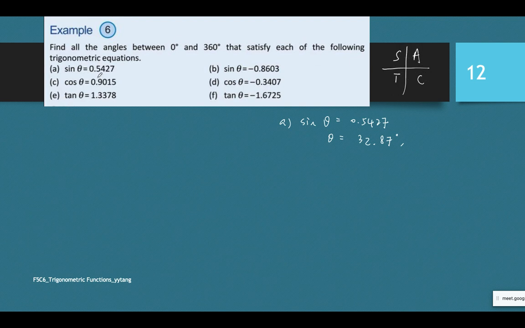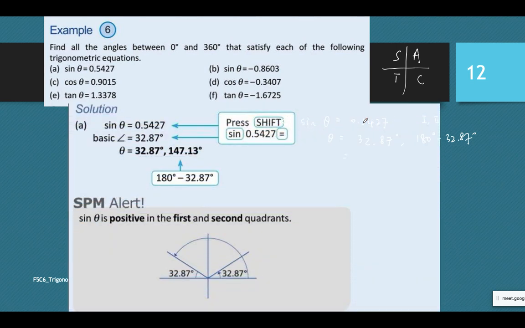So sine positive, I will use the first and second quadrant. So first quadrant, this acute angle. Second quadrant, remember, 180 minus the acute angle. Then you got two answers. Okay, you got these two answers. First and second quadrant. Alright, so now B.